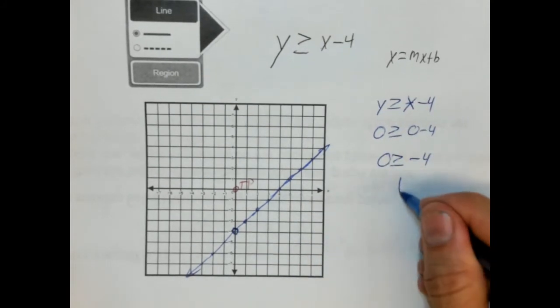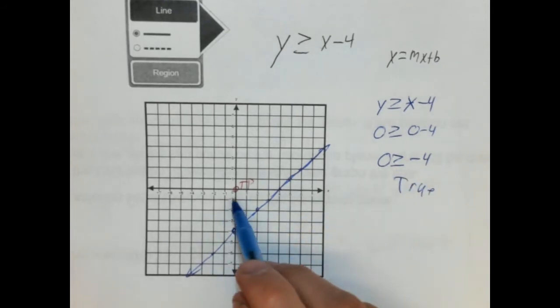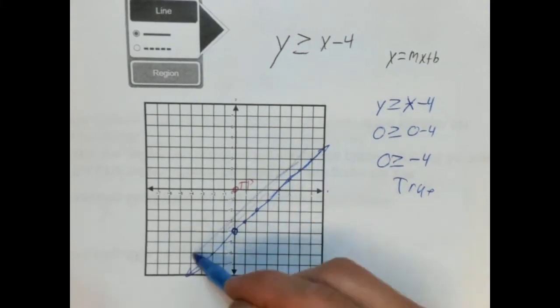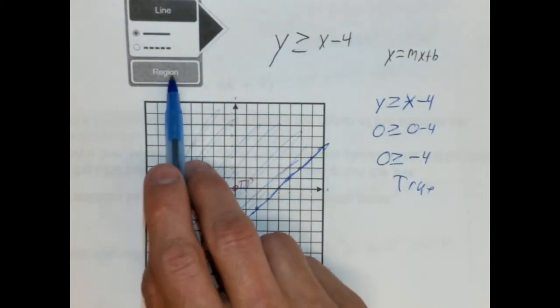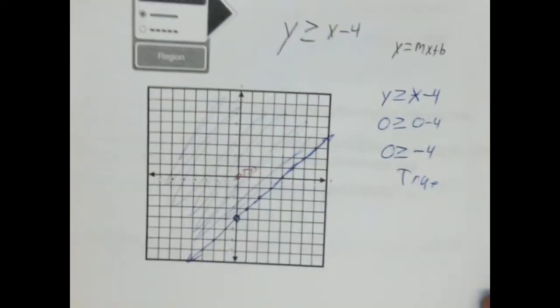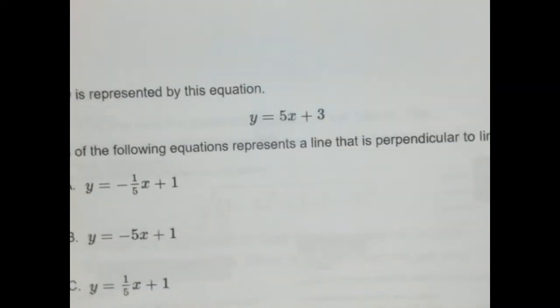So this is a true statement, which means this is part of the solution, okay? So it means I'm going to shade on that side of the line. So you would simply click region and then click on that side, and it'll shade it for you. And that is it for that one, I think. Yeah, so let's stop there.